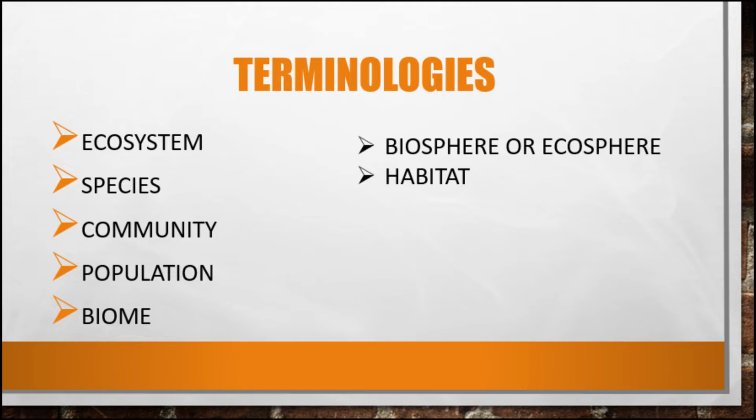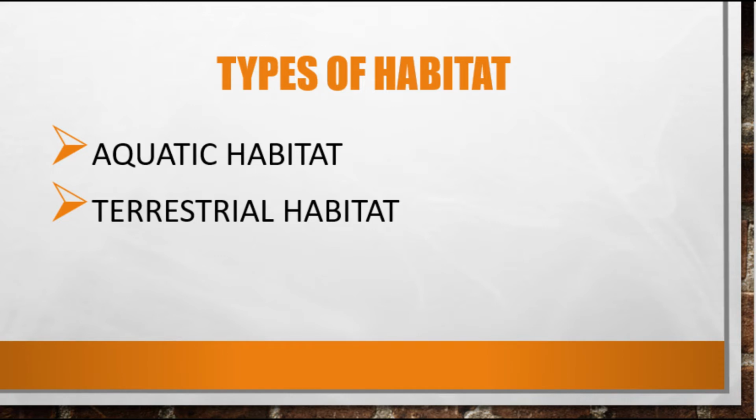Okay, so the last terminology is what we term as the habitat. This is an area or a place where an organism lives successfully. And we have types of habitat. We have the aquatic habitat and the terrestrial habitat.